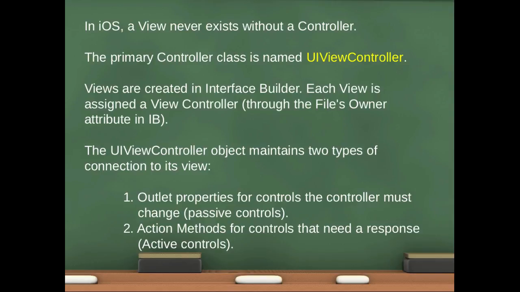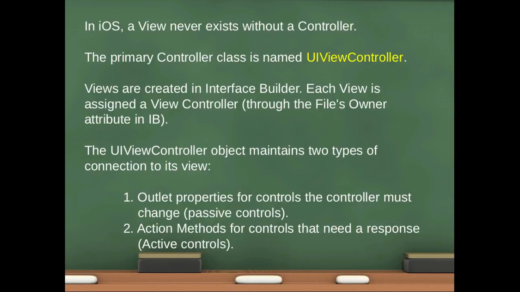Views are created in Interface Builder. Interface Builder is a sub-application of Xcode. Prior to, I think, Xcode version 4, Interface Builder was a separate application. But with Xcode 4, Interface Builder is now wrapped into the Xcode application. It is part of the application itself. So we build views in Interface Builder, and then we wire the controls up to the view controller. Each view is assigned a view controller through the File's Owner attribute in Interface Builder.